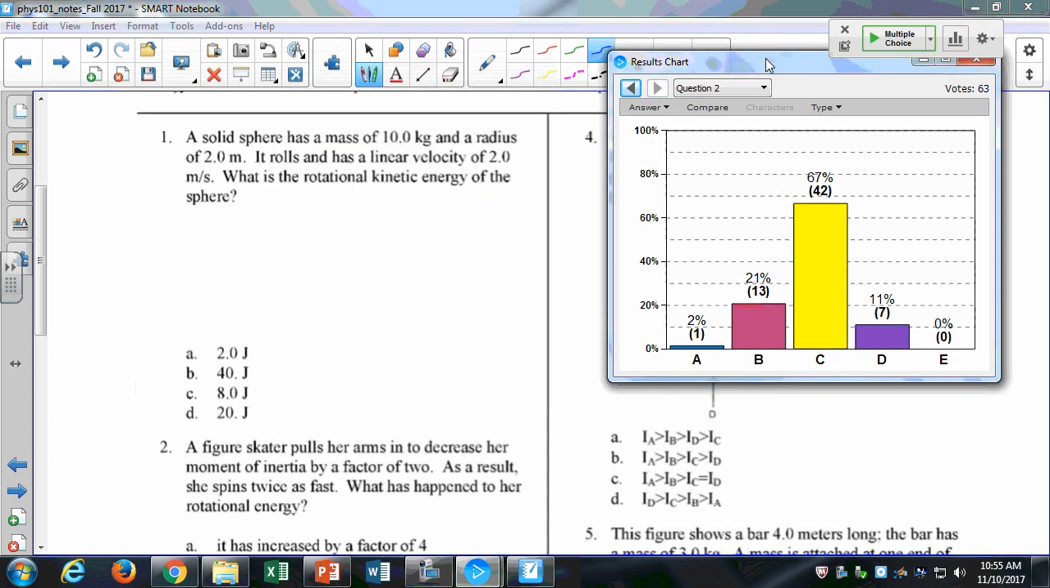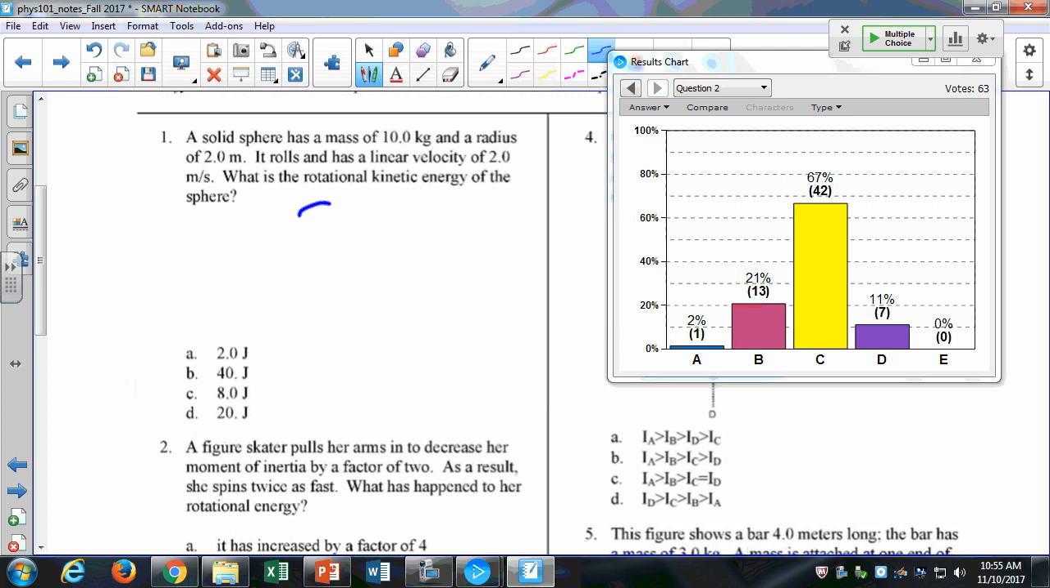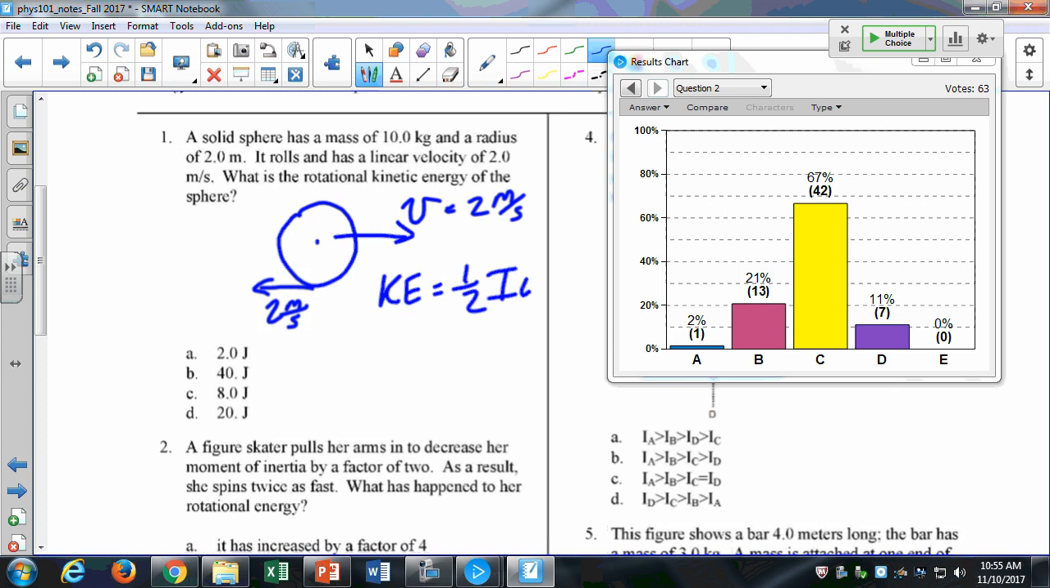Okay, so here we have a wheel. It's rotating such that it has a linear velocity equal to 2 meters per second. That means that the velocity down here is 2 meters per second. And I want to know what is the rotational kinetic energy. So the rotational kinetic energy is 1/2 I omega squared. So I need to know omega and I need to know I. Now I for a disk, oh no, this is a sphere. Oh gosh, what is it for a sphere? Did y'all look that up? 2/5 mr squared.